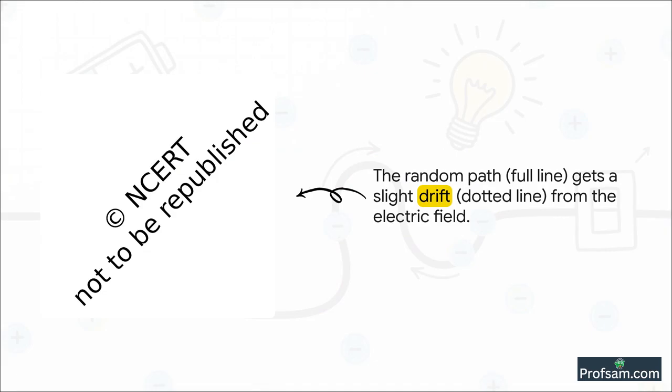And this picture shows it perfectly. Look at that solid line. That's the electron's actual path. See how it's completely random and zigzag? It's just bouncing around. But if you look closely at the dotted line, you can see that over time, despite all the chaos, there's a tiny overall shift in one direction. That tiny average movement is the drift we're talking about.